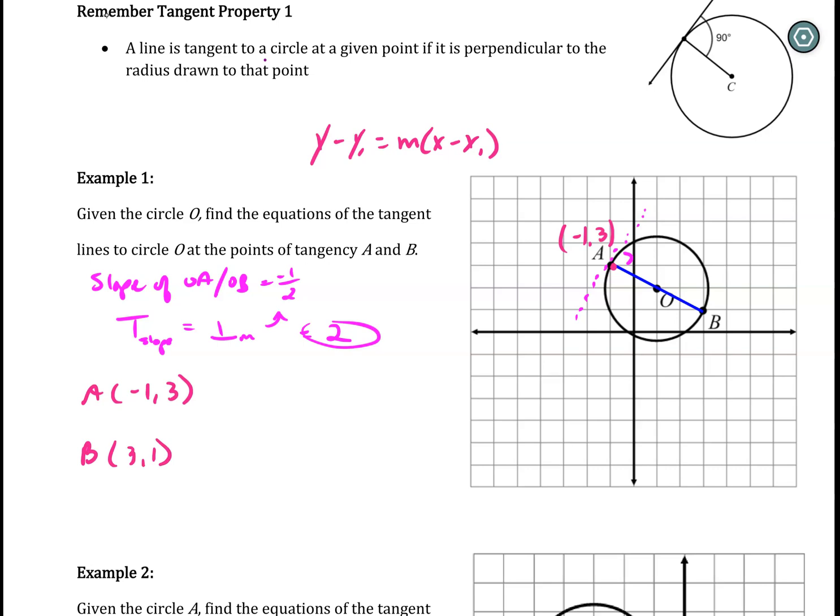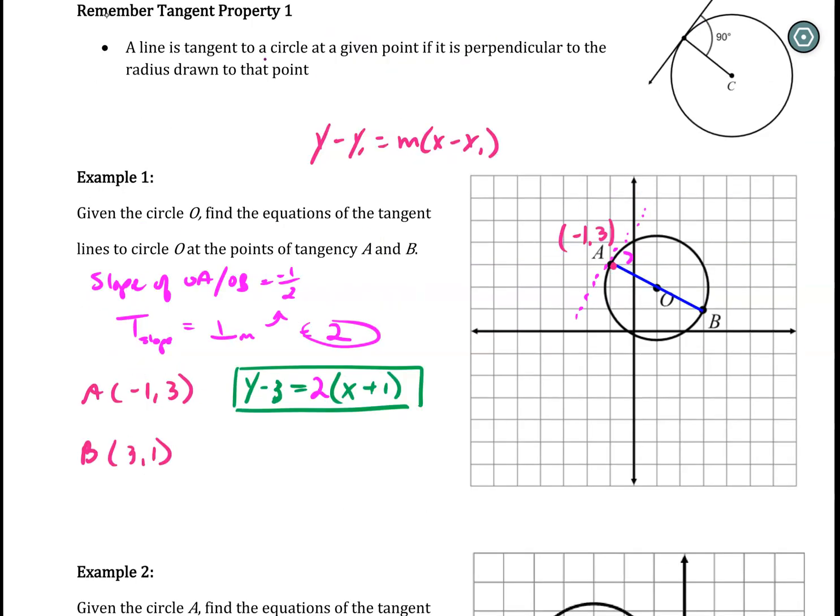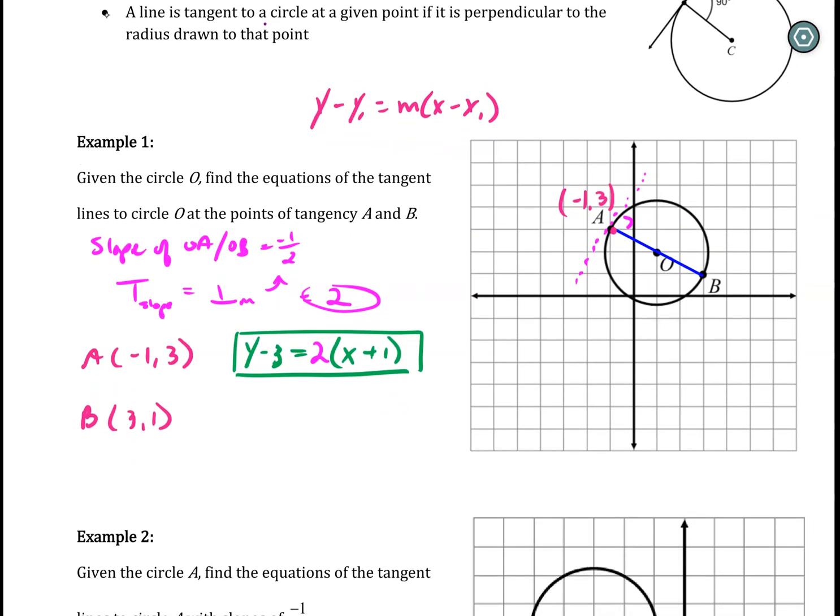So if I wanted to create the equation of a tangent line, I can now say that y minus 3 is equal to 2, because m is my 2, times x minus -1, which is going to be +1. So that's the equation of the line at, I'm sorry, at A. That's tangent to the circle. And if I use B instead, that would be y minus 1 is equal to 2 times x minus 3. This would be the equation of the line at B.